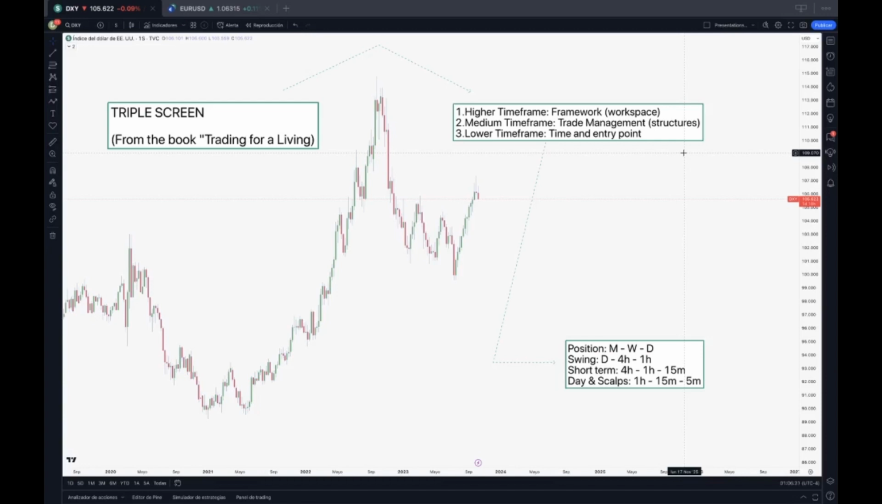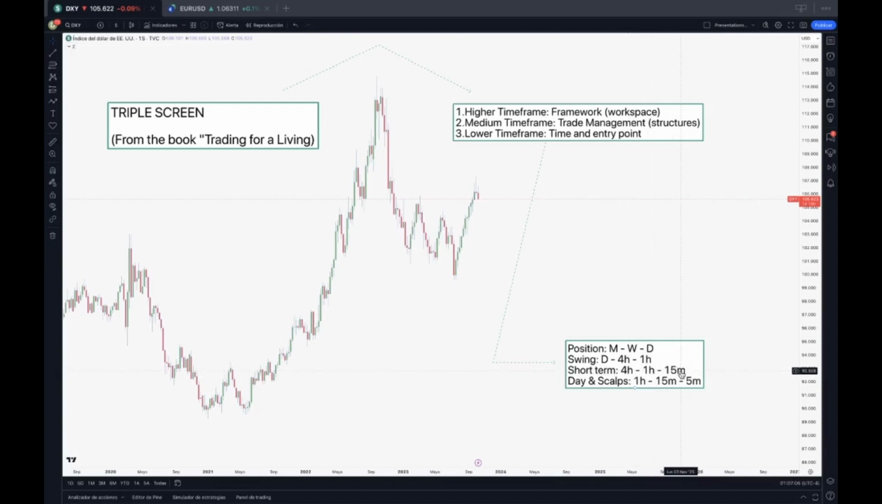Before I show you an example of this strategy, I want to tell you that this triple screen can be worked on any type of trader you are. For example, if you are a position trader, your three screens will be monthly for the higher one, weekly for the middle one, and the daily chart for the lower time frame. If you are a short-term trader, the higher time frame will be 4 hour, the medium time frame 1 hour, and the lower time frame 15 minutes.